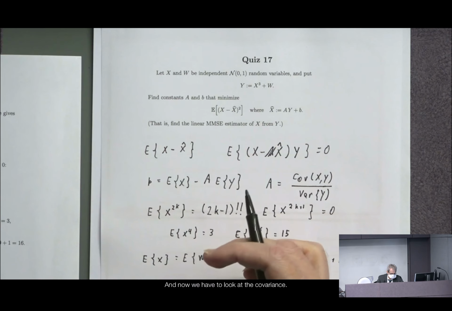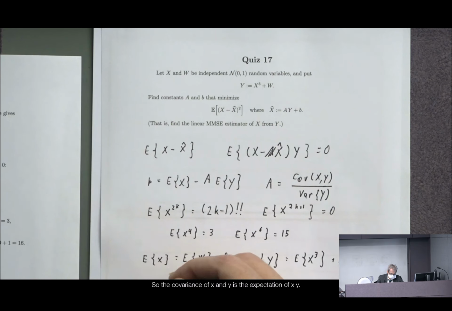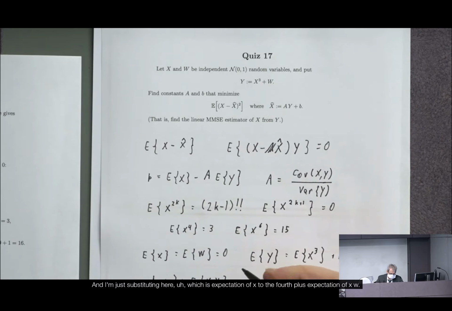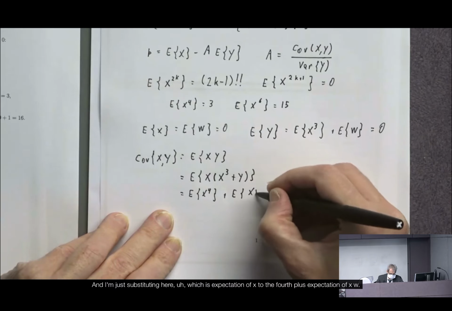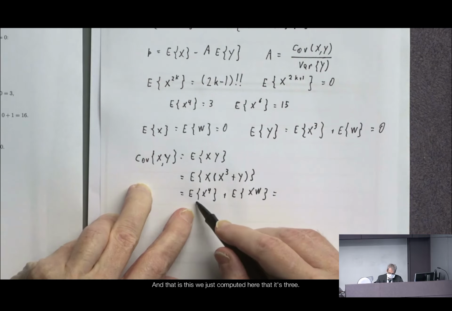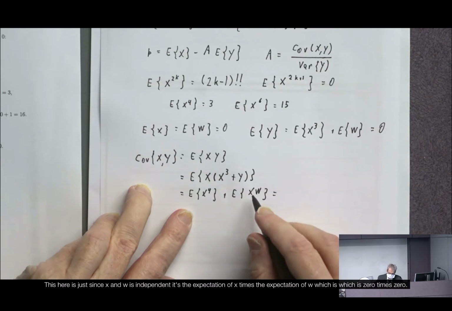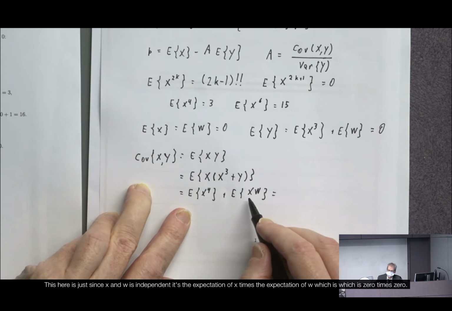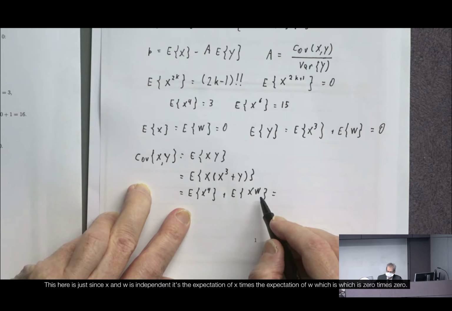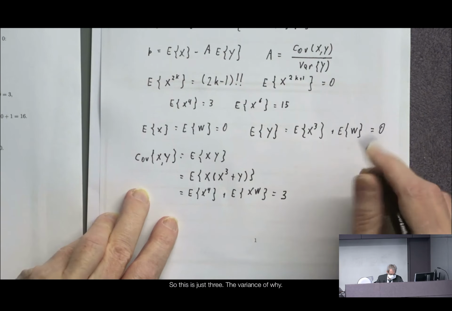Now we have to look at the covariance. So the covariance of x and y is the expectation of xy, which is of course the expectation of x times (x to the power of 3 plus w), and I'm just substituting here, which is expectation of x to the 4th plus expectation of xw, and that we just computed here, right? That's 3. This here is, since x and w are independent, the expectation of x times the expectation of w, which is 0 times 0, so this is just 3.